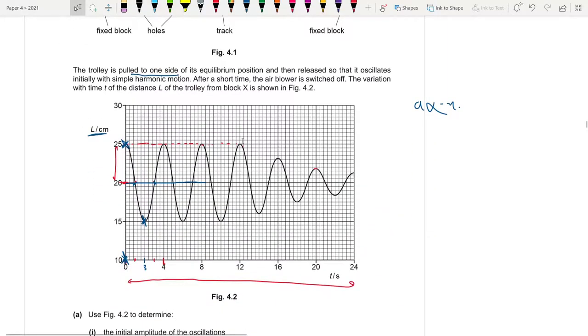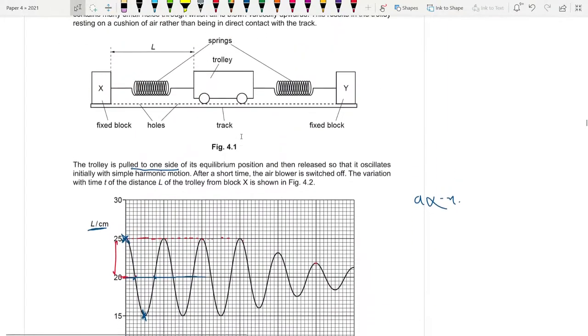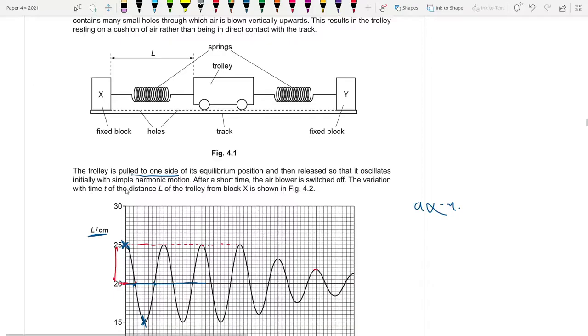So the trolley is pulled to one side of its equilibrium position and then released so that it oscillates initially with simple harmonic motion. After a short time, the air blower is switched off. Okay, so initially there is no friction. As you can see, the amplitude is not changing. But when it starts actually rubbing with the track, there is friction and damping will occur. So the amplitude of vibration will slowly reduce. Light damping is occurring since a gradual decrease occurs.